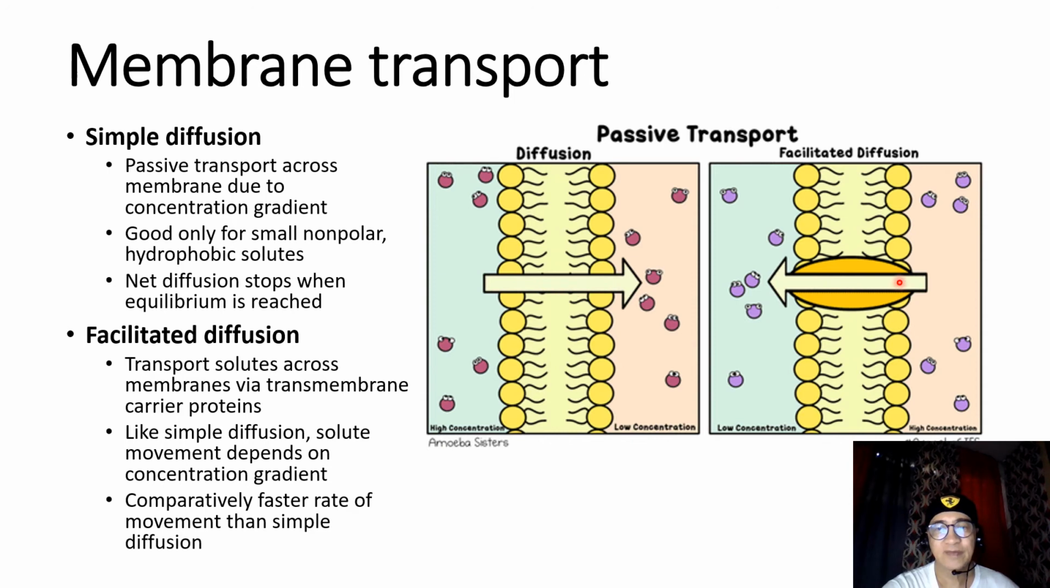And thirdly, because there is a limited number of transmembrane proteins in the plasma membrane, facilitated diffusion can reach a saturation point, wherein all the transmembrane proteins or carriers are fully occupied by the solutes. At that point, no additional amount of solutes can increase the flux or diffusion of the solutes.